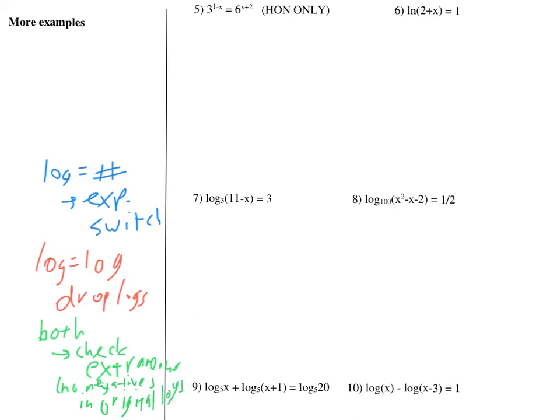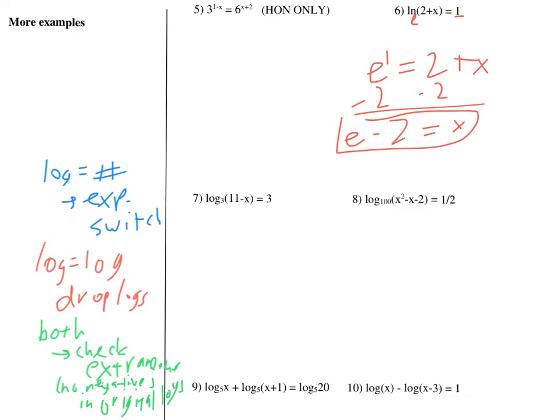So let's start off here with number 6. On number 6, we're going to switch this to the exponential form. Remember that ln is a log base e. When I switch to exponential form, it's going to be e to the power of 1 equals 2 plus x. We could subtract the 2 over, and x just equals e minus 2. You could leave your answer like that, I think is fine. If you wanted to use the calculator for a decimal approximation, that's fine too. So you can also say x is about 0.7182. I guess I should have gone 83 there if I'm going to round it up.